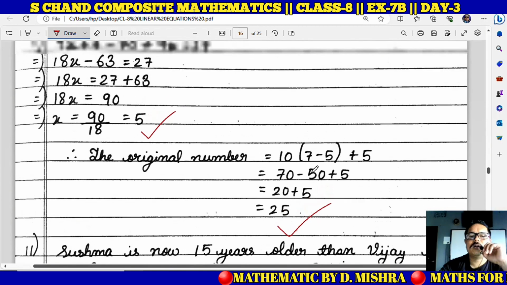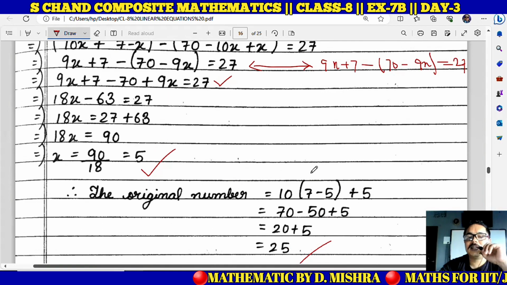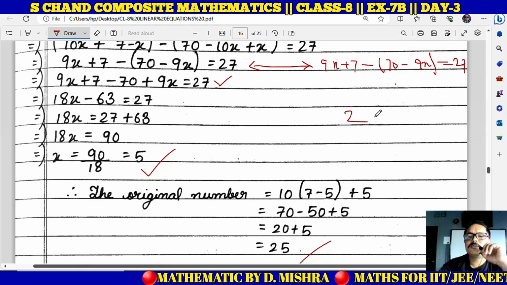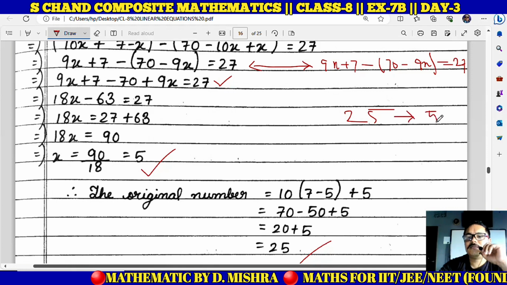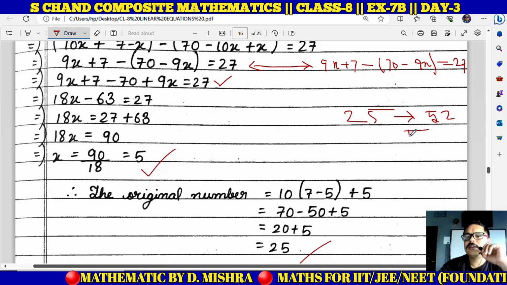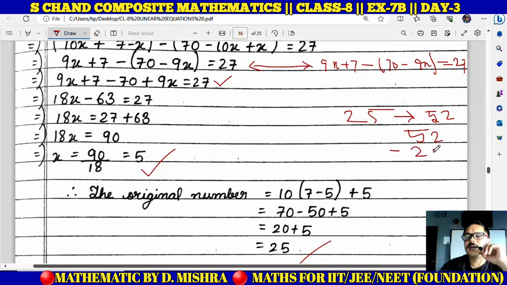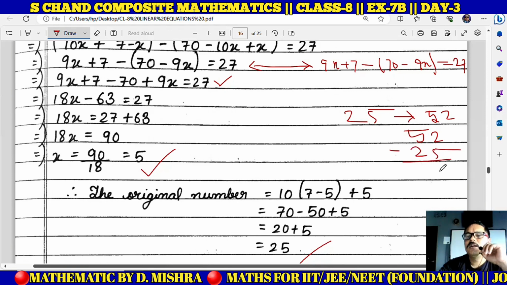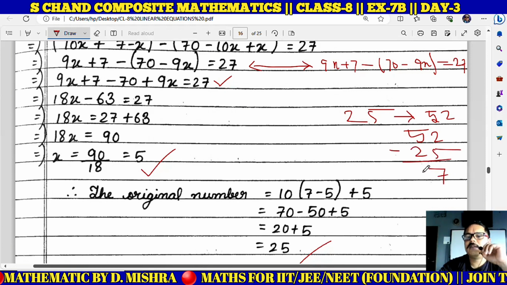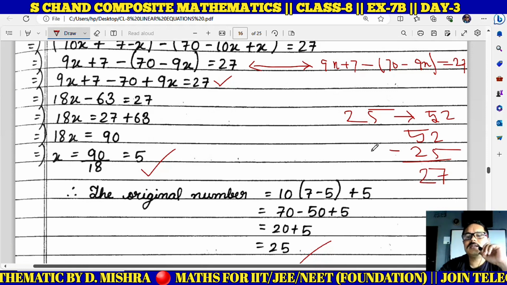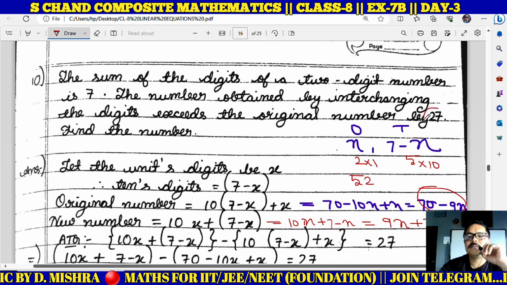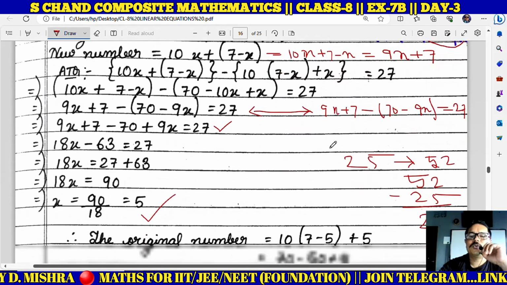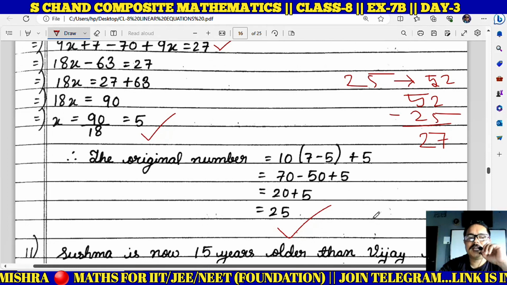But if you want to make sure that your answer is correct or not, then you can check. If the original number is 25, the new number after interchanging the digits will be 52. Then you see the difference: 52 minus 25 is how much? It will come 12 minus 5 is 7, and 4 minus 2 is 2, so 27. And what was in the question? Exceeds the original number by 27. So our answer is absolutely correct.